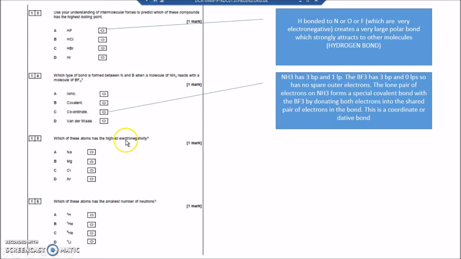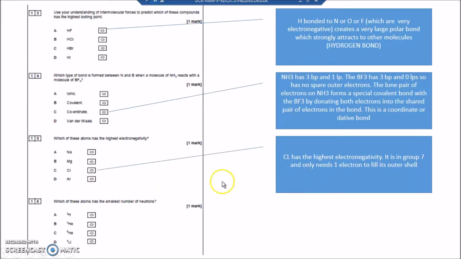rather than 2 atoms each putting 1 electron in each. Which of these atoms has the highest electronegativity? Well, I'm just looking down the list. You've got sodium and magnesium in group 1 and group 2 respectively, wanting to lose 1 electron and 2 electrons. Argon is in group 0, group 8, it's got a full outer shell, doesn't want to lose or gain any. Chlorine's in group 7, wants to gain 1 electron. So electronegativity is the power to withdraw electrons towards itself. So your answer is C. It wants to gain 1 electron with it being in group 7, only needing 1 electron to fill its outer shell.